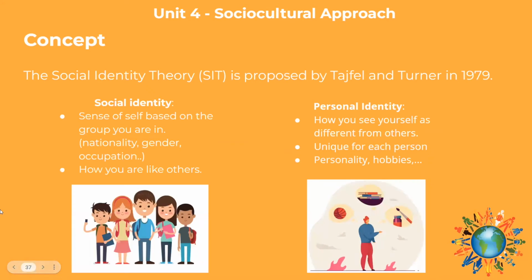Social identity theory was proposed by Tajfel and Turner in 1979, and there are two types of identity. The first one is social identity. This is how you are like others, and your sense of self is based on the group that you are in. So you can divide yourself by nationality, gender, occupation. As for personal identity, this is how you see yourself as different from others. So you can have a unique personality and hobbies that set you apart from other people.